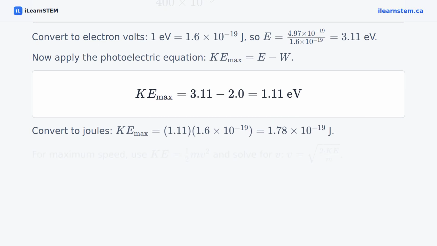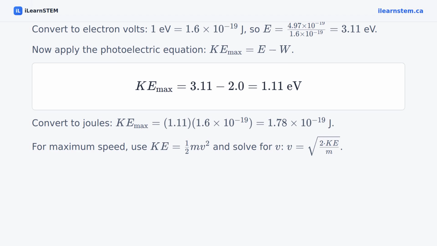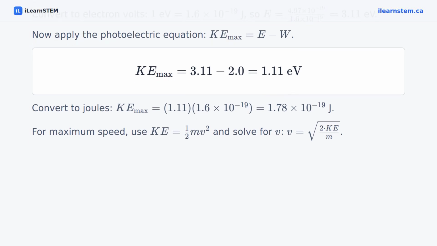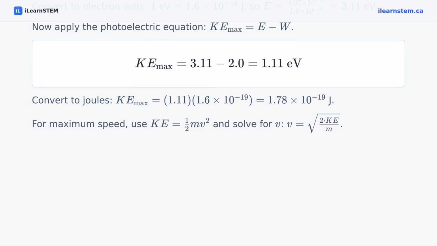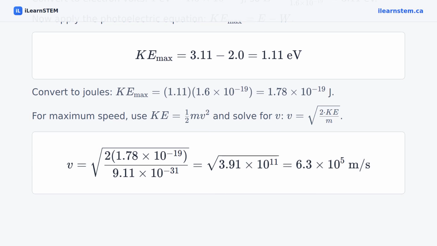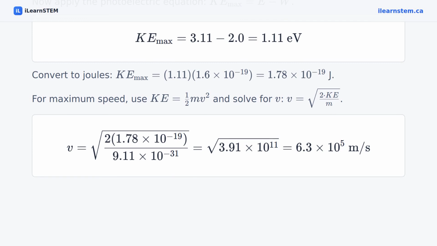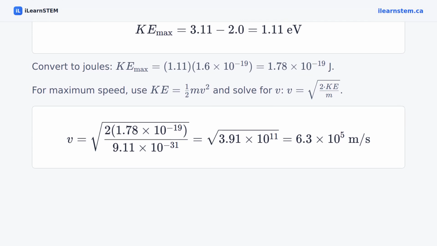For maximum speed, use kinetic energy equals 1/2 mv squared and solve for v. v equals the square root of 2 times kinetic energy divided by mass. Plugging in the numbers gives the square root of 3.91 times 10 to the 11, which is 6.3 times 10 to the 5 meters per second.